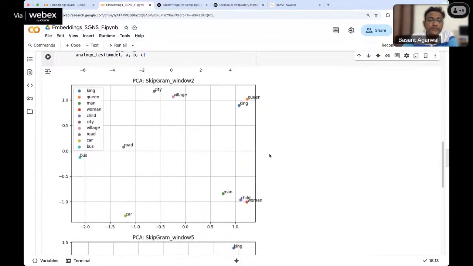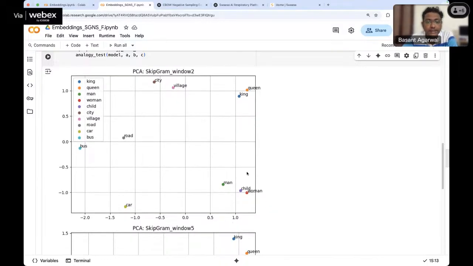And this is the implementation of skip gram with window size 2. Here we can see the relation between man, women, and child. All the models are basically able to club men, women, and child closer, king and queen closer, and city and village closer. Apart from these, bus, road, and car are not that close to each other.